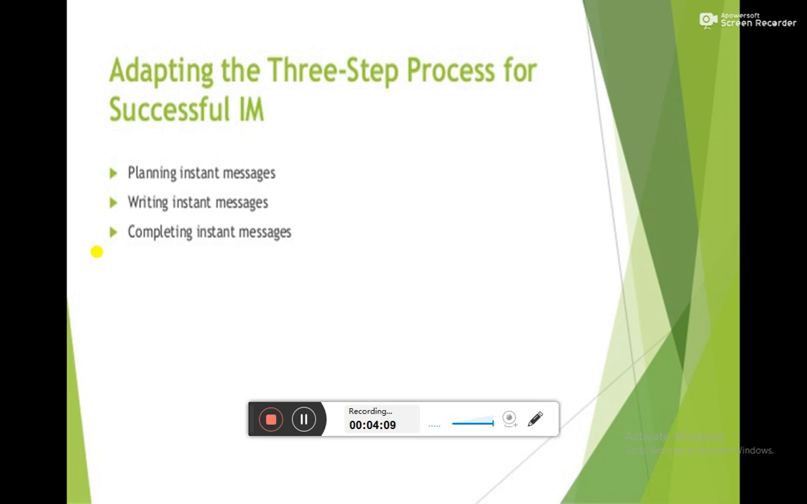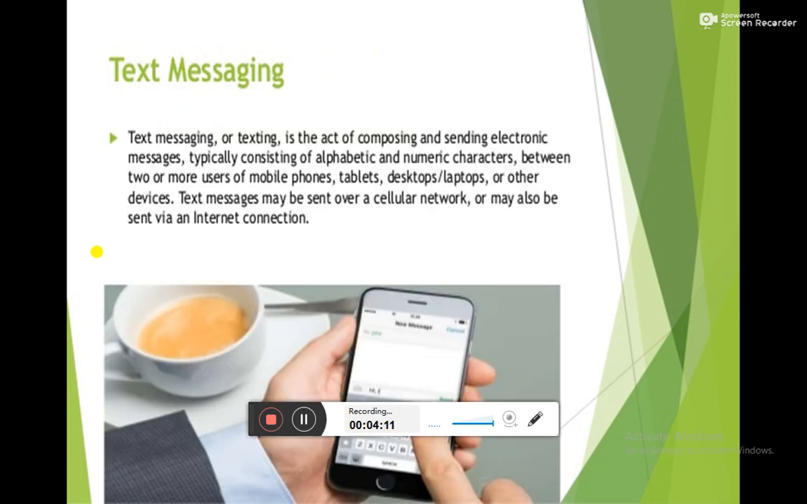If we look at text messaging, while text messaging is quite easy, text messaging or texting is the act of composing and sending electronic messages, typically consisting of alphabetic and numerical characters, between two or more users of mobile phones, tablets, desktops, laptops, or other devices. Text messages might be sent over a cellular network, or might also be sent via an internet connection.